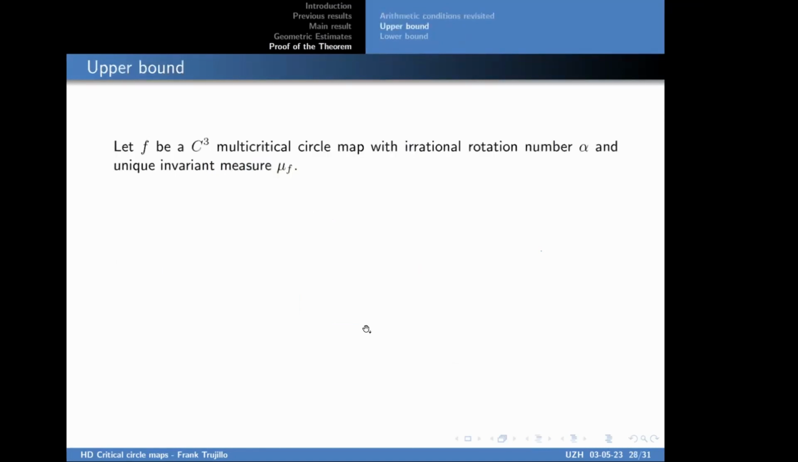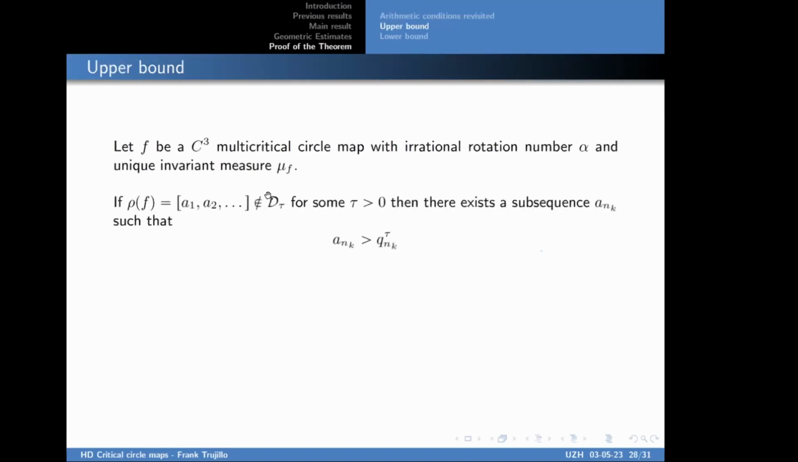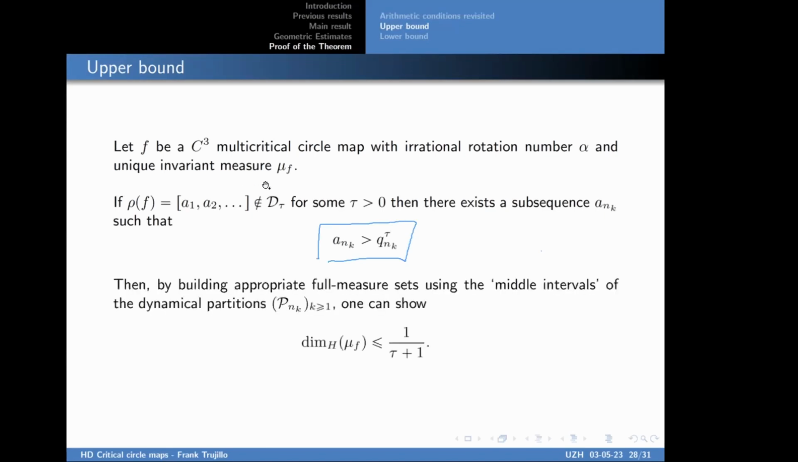And then, once I have my critical circle map, I have its rotation number, I have its unique invariant measure. If I suppose that my number is not Diophantine, this means that I have a very big growth of my continued fraction, which means that I get intervals in this dynamical partition that get very, very small. So using this fact, I can just build my full measure sets using the middle intervals as in the picture. And then you get some upper bound for the Hausdorff dimension in the same way that we get the upper bound for the example of the Cantor set.